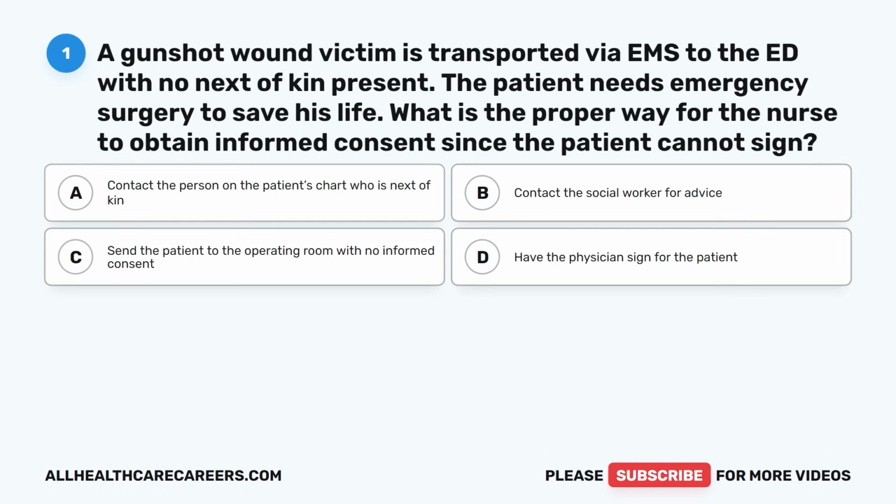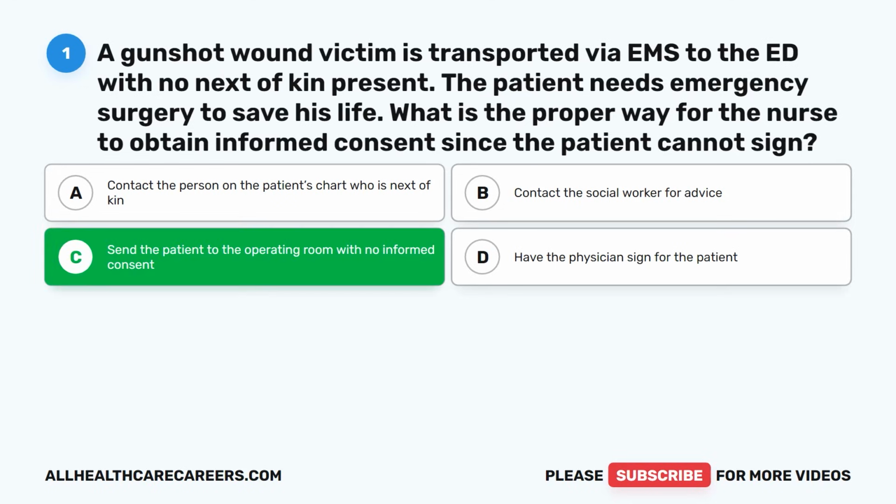A. Contact the person on the patient's chart who is next of kin. B. Contact the social worker for advice. C. Send the patient to the operating room with no informed consent. D. Have the physician sign for the patient. The correct answer is C. Send the patient to the operating room with no informed consent.